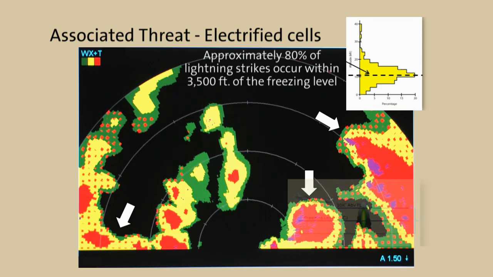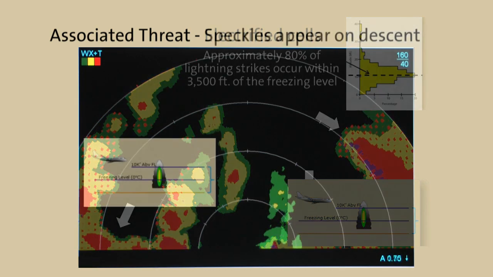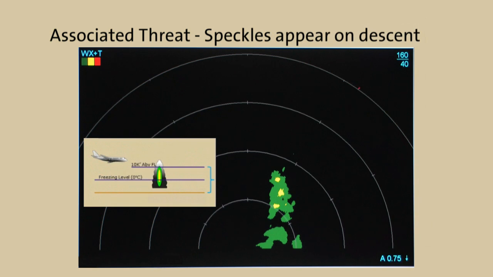Remember that the mid-altitude associated threat icon will no longer be displayed once the aircraft climbs more than 10,000 feet above the freezing level. In this example, the aircraft is descending from cruise altitude and is more than 10,000 feet above the freezing level. Thus, the icon is not displayed.